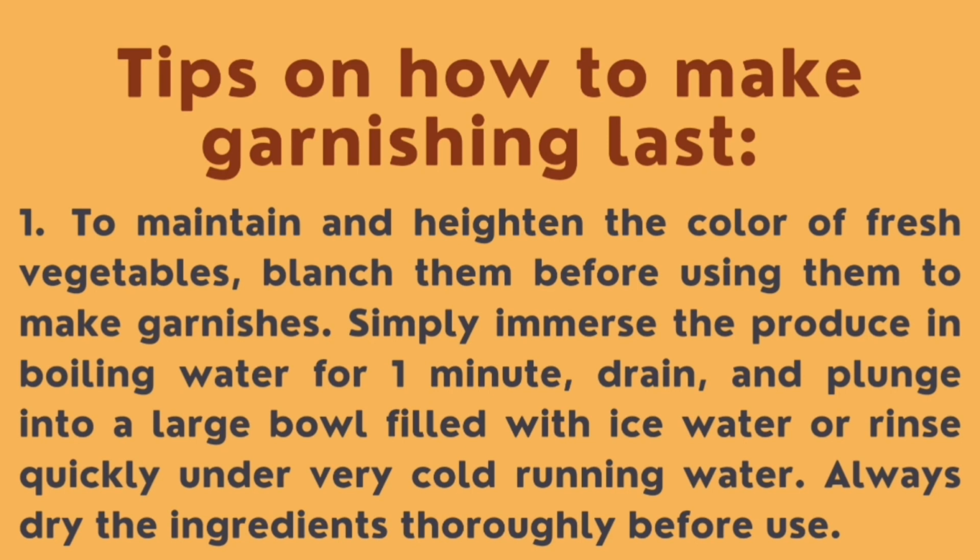First, to maintain and heighten the color of fresh vegetables, blanch them before using them to make garnishes. Simply immerse the produce in boiling water for 1 minute, drain, and plunge into a large bowl filled with ice water or rinse quickly under very cold running water. Always dry the ingredients thoroughly before use.